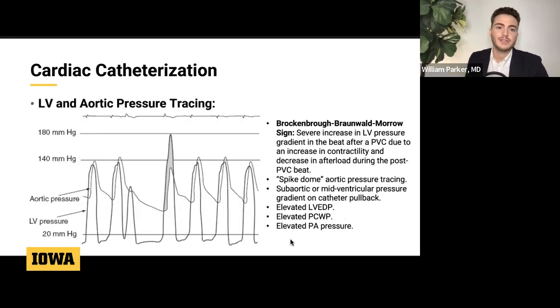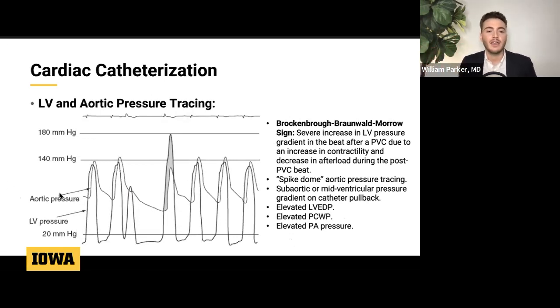I included this because I wanted this PowerPoint to be something you can just open back up as an alternative to a chapter in a textbook on hypertrophic cardiomyopathy. I included this because I feel like I've already been pimped on this a few times in my short time in fellowship so far in the cath lab, which is the Brockenbrough-Braunwald-Morrow sign.